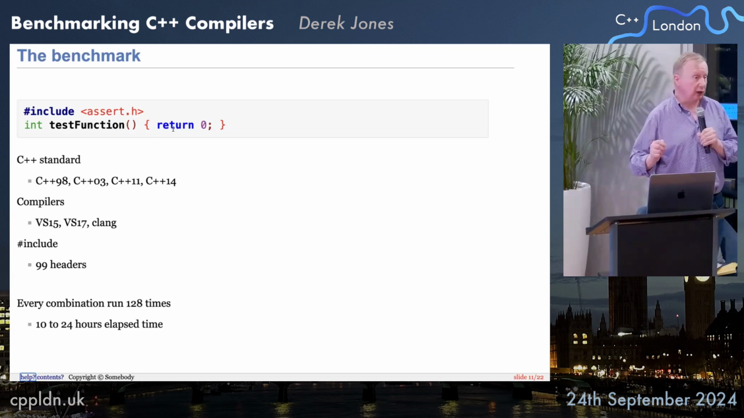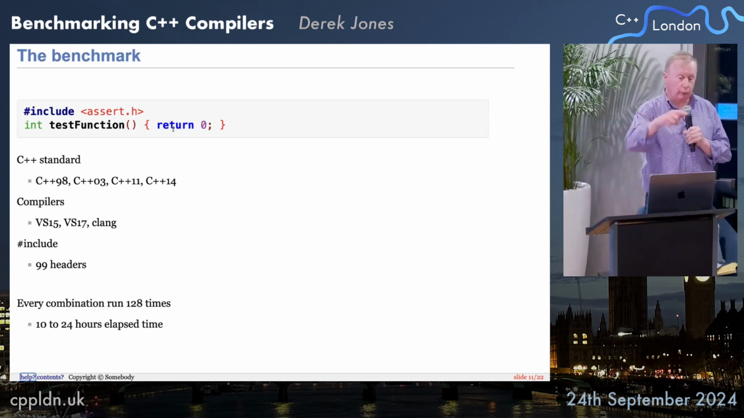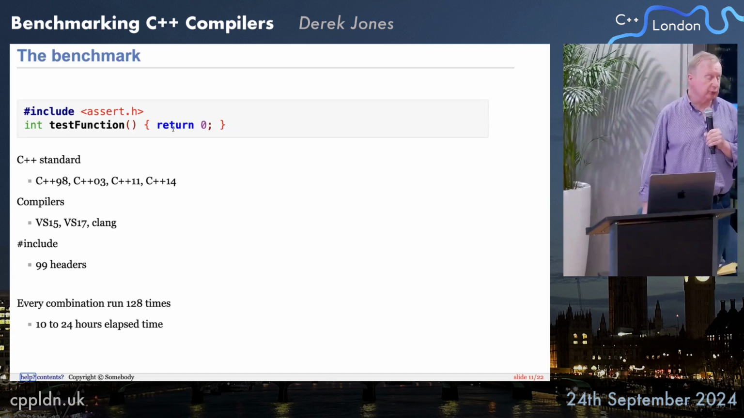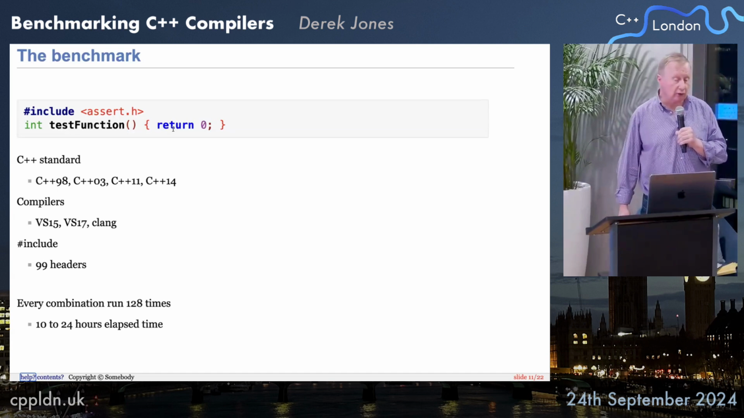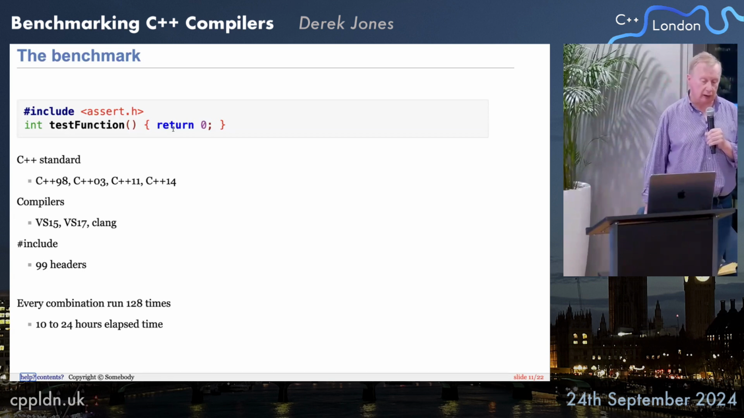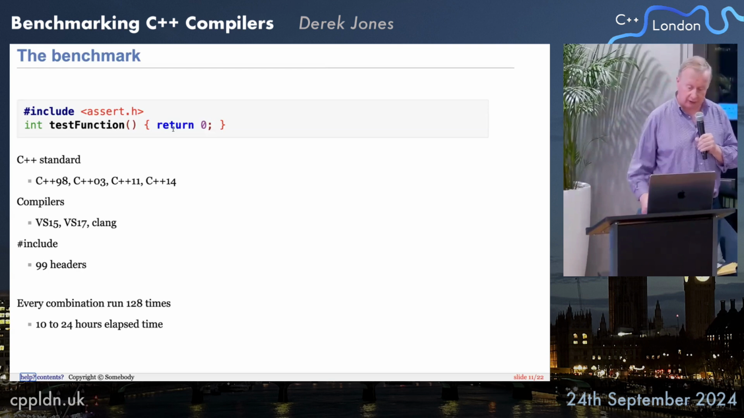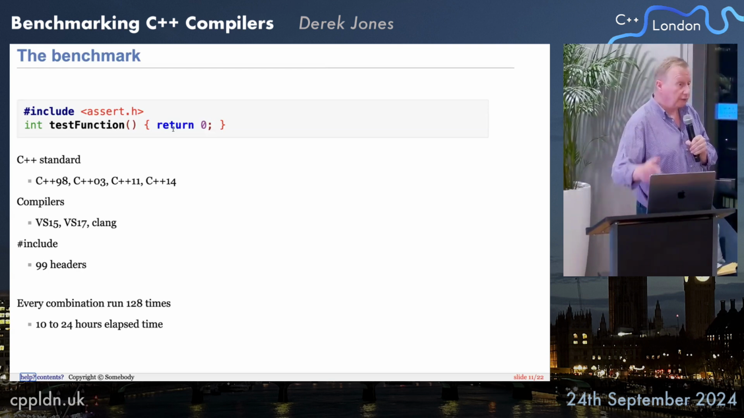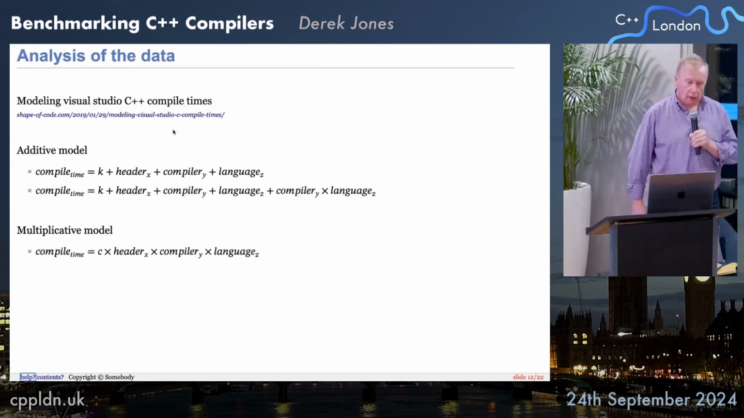In fact, he compiled each one 128 times, which is fantastic because it removes a lot of the random effects. And to run through all the permutations and combinations took him between 10 and 24 hours. So that's a lot of work. That's a lot more work than your typical benchmark runner executes. So I was impressed by this, and I thought, oh, I'll get the data. And the data's available, and you can go and download it all. So there's the blog post where I give the details.